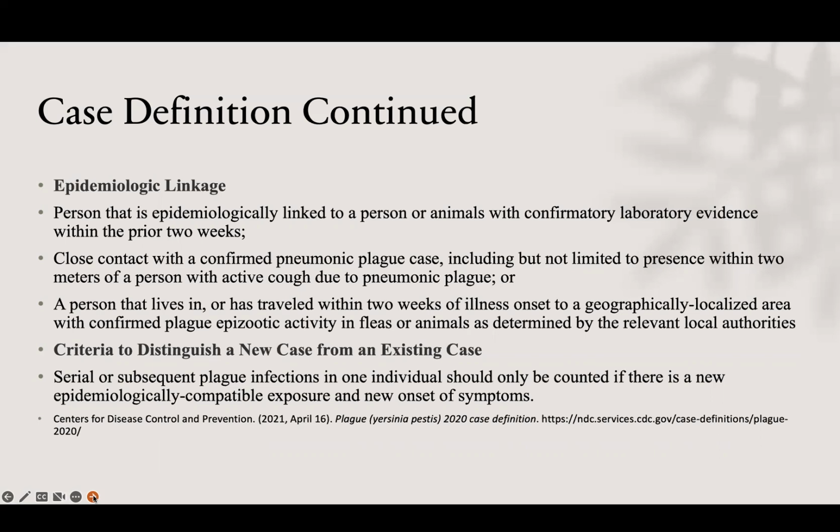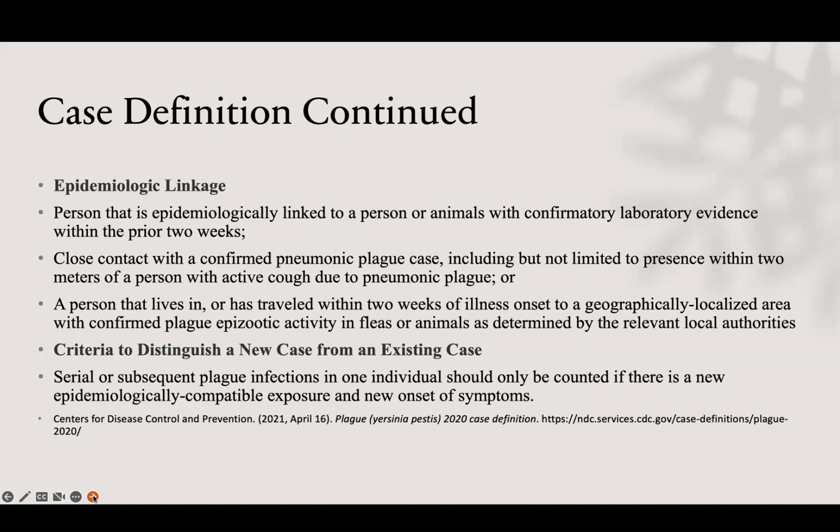The epidemiologic linkage noted in the case definition was a person that is epidemiologically linked to another person or animal with a confirmed lab test within a prior 2-week period. Close contact with a confirmed case of pneumonic plague, which classifies as anyone coming within 2 meters or about 6 feet of a person with an active cough brought on by pneumonic plague.